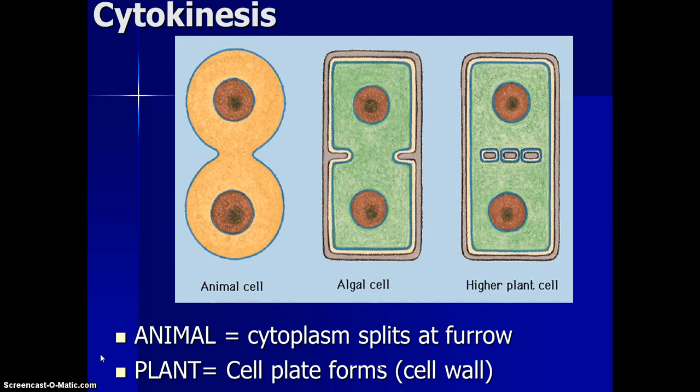In cytokinesis, animal and plant cells are slightly different. In animal cells, we call the cytoplasm splitting at the furrow, which is right here, whereas a plant must also form a cell plate, which is a cell wall forming. So here's your cell plate because it has to form the cell membrane as well as the cell wall.